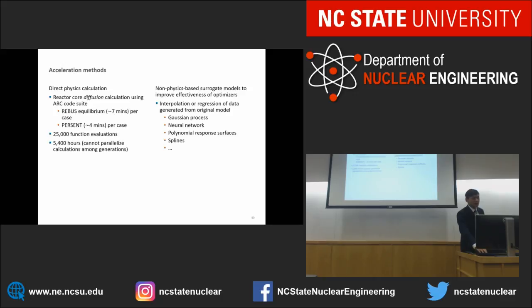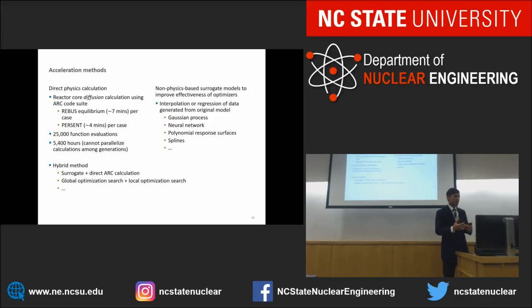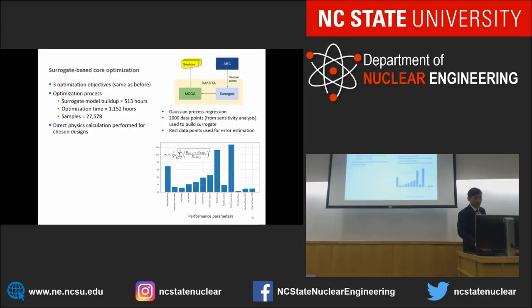The issue with this is that it's really slow, more than 5,000 hours till now. We're thinking if we can replace the ARC, which is a physics-based calculation, with some non-physics-based surrogate model. We have different choices here. We also want to think if we can try a hybrid method, combining the surrogate with the direct physics-based calculation. So that's what we tried next.